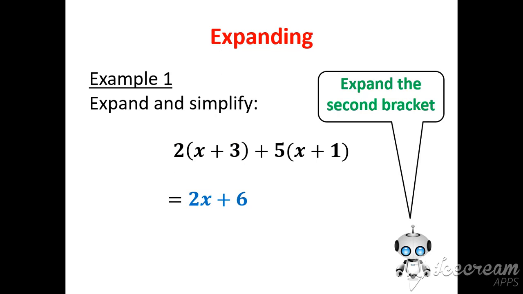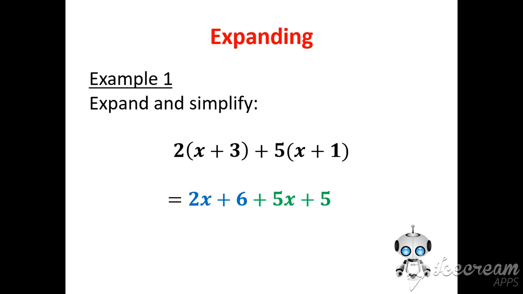Right, now we're going to move on and expand the second bracket. So let's multiply out the second bracket. So we're going to go positive 5 times x makes plus 5x, and a positive 5 times a positive 1 makes positive 5. So we're going to write down 5x plus 5.